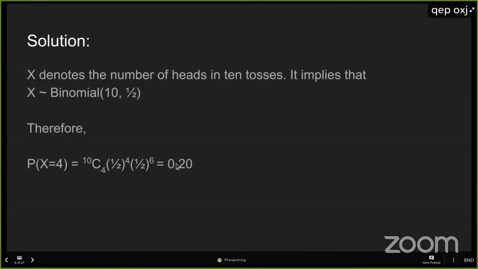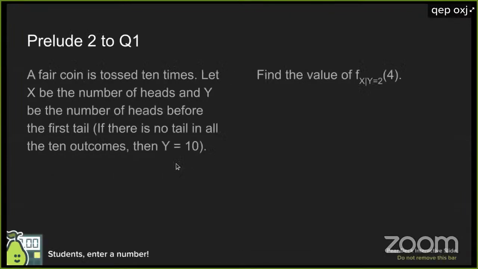Okay, fine. So we'll move to the second question. This is a follow-up to question 1, so the same information is there. A fair coin is tossed 10 times. X is the number of heads. Y is the number of heads before the first tail. Now the question is to find the value of f of x given y equals 2, at 4. What is this?